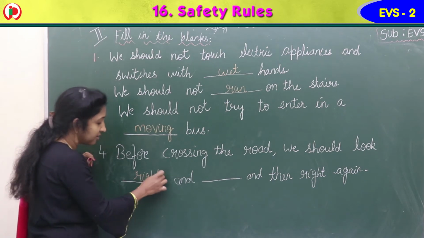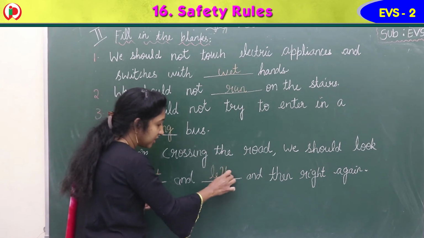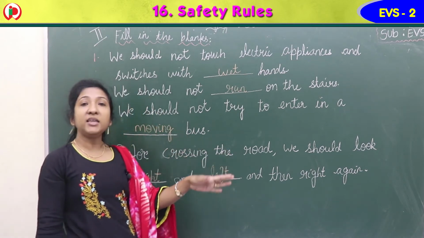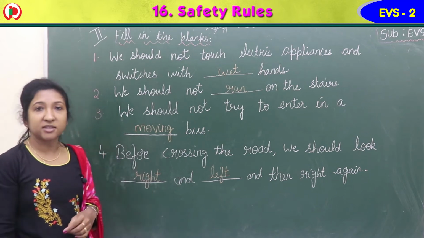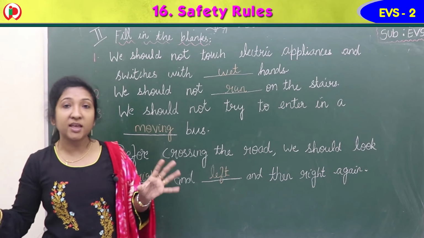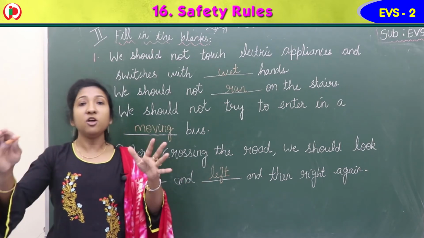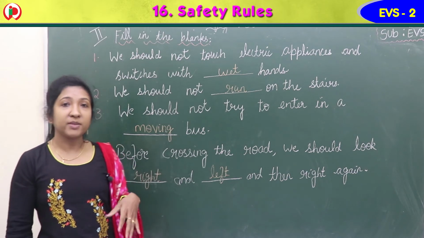R-I-G-H-T, right. And left, L-E-F-T, left. And then right again, isn't it? First you should look right. Then you have to look left, whether any vehicles are coming. Then again you have to look right. Then you have to cross the road, isn't it?